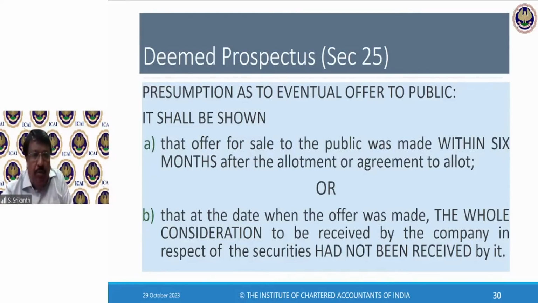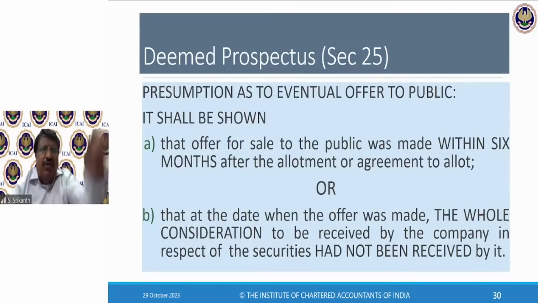See, the person to whom you made the allotment is making an offer for sale to the public. That offer for sale was made within 6 months after the allotment. So the company allotted shares to this gentleman or lady or company. Then within 6 months, they went for sending an offer for sale. So the idea was simple: I will allot, immediately you will offer it to the public.